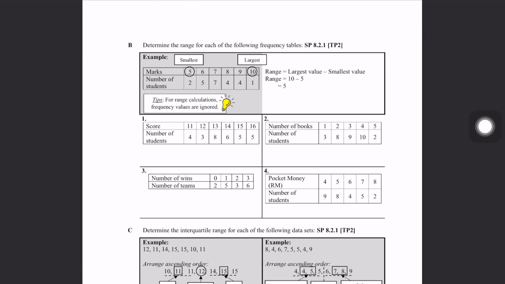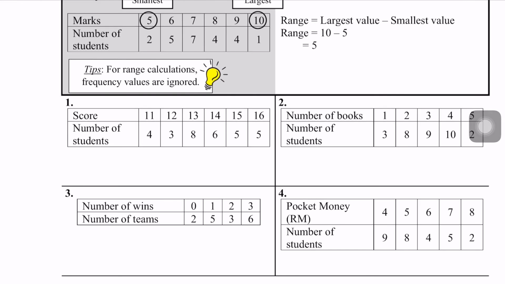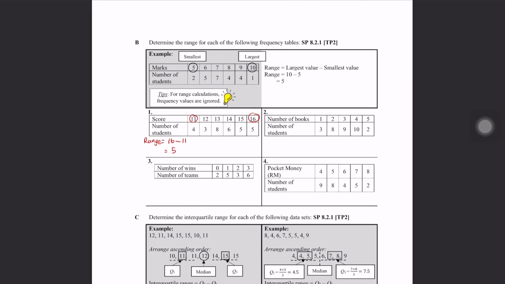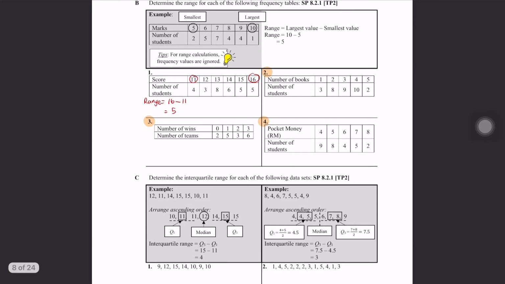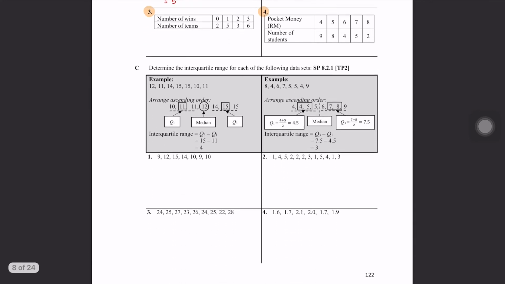Okay. So for number 1, range, highest is 16, minus lowest is 11. So 16 minus 11 is 5. So, senang kan? Okay, so let's try number 2, 3 and 4. Okay. Next, number C pula.